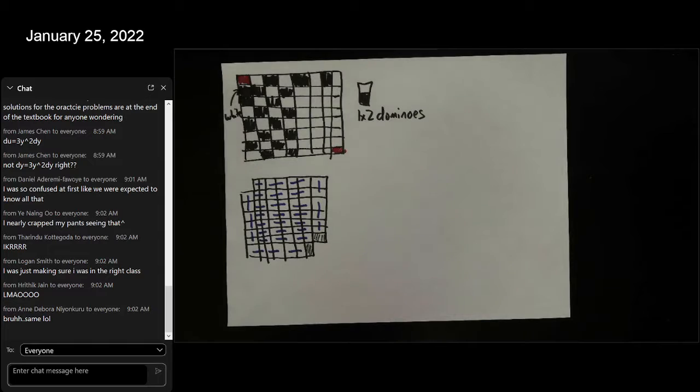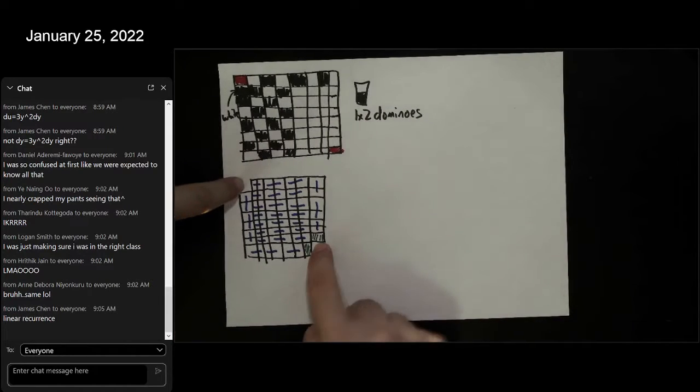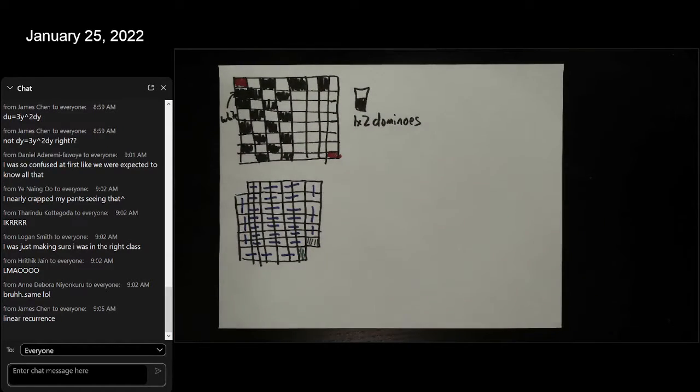So I'm going to give you a couple moments now. This is what I mean by I'm going to shut up and let you think. Give it a try. See if you can come up with a way to cover this board with, again, the two corners missing with your dominoes.